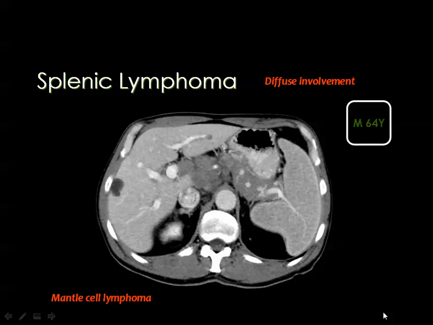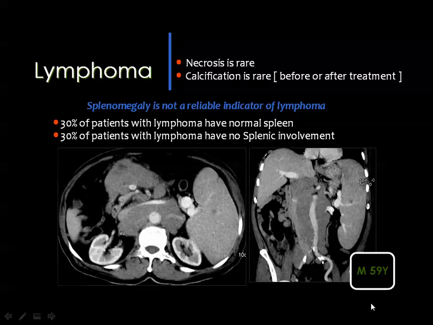Then diffuse involvement, you see that the spleen is enlarged, but the parenchyma is not homogeneous. And if you look carefully, you can see minute hypodense focal lesions scattered throughout the splenic parenchyma, and this means that there is diffuse infiltration of the spleen by lymphoma. And as I have said, splenomegaly is not a reliable indicator of lymphoma, since 30% of patients with lymphoma have normal spleen, and 30% of patients with lymphoma have no splenic involvement.